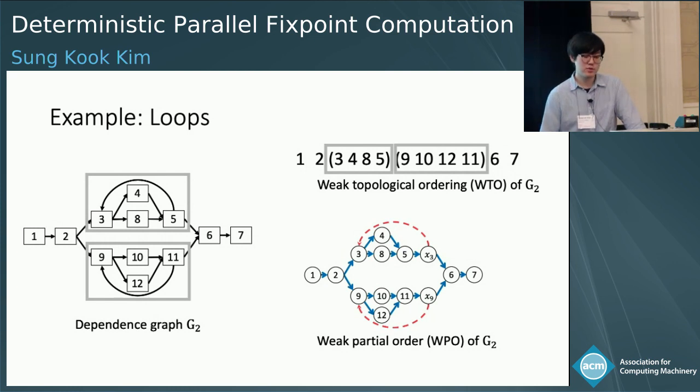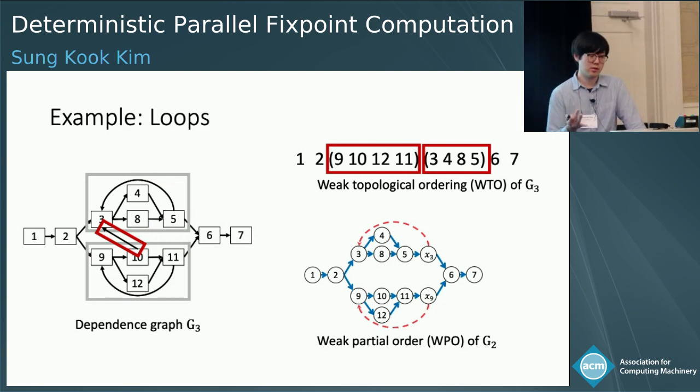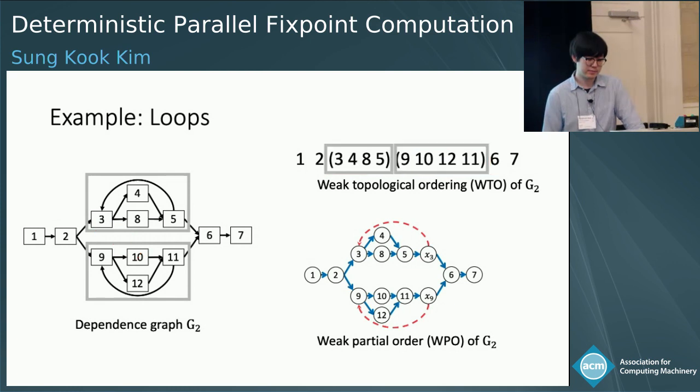An interesting situation is when you have dependencies between the loops, like this. This creates dependencies between the two loops. And because 10 has to be executed before 3, you have to flip the order in the WTO, the whole components. However, if the edge was added the other way, this order is fine, so you just leave it as it is.